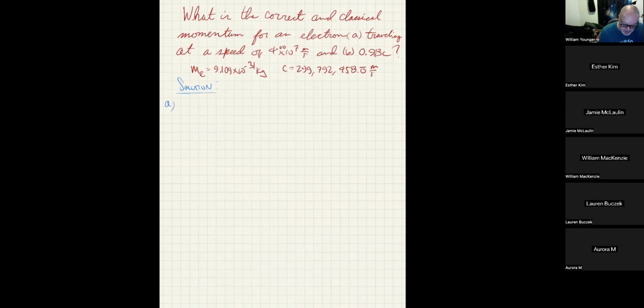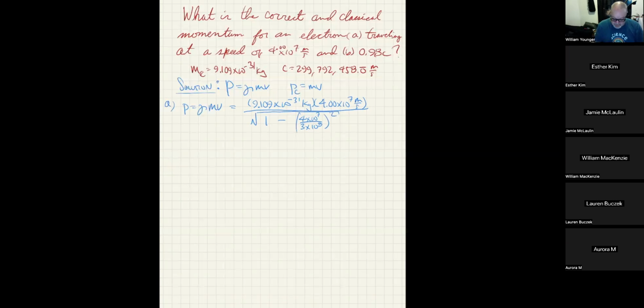On the solution for part A, we see p is equal to gamma mv. That's the relativistic formula. So p equals gamma mv, and p classical, which I'll put a c on, is mv. In this case, mass is 9.109 times 10 to the negative 31 kilograms, times 4.00 times 10 to the 7th meters per second. All that is multiplied by gamma, and gamma is 1 over the square root of 1 minus 4 times 10 to the 7th over 3 times 10 to the 8th, squared.